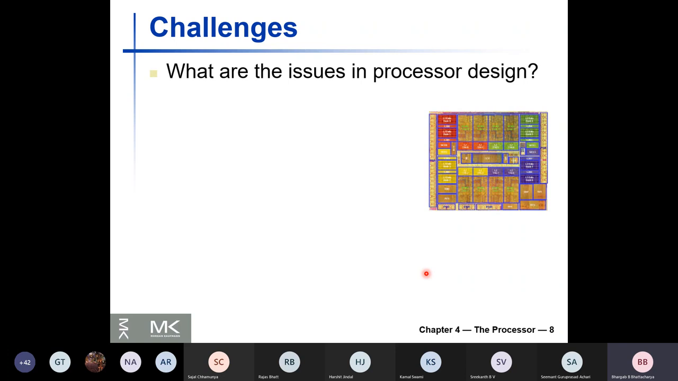Please tell me one or two parameters. Start from the economic point of view. What are the major issues? When you go to the market to buy a computer, first of all, what do you look into?